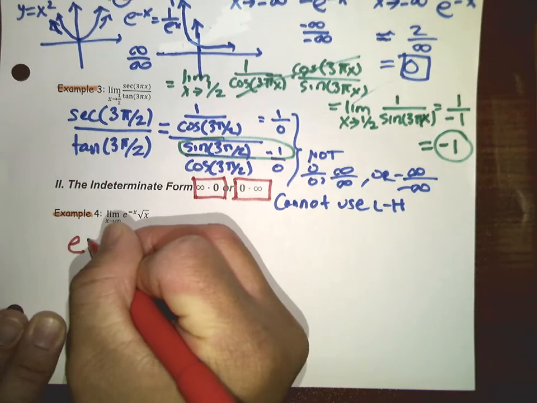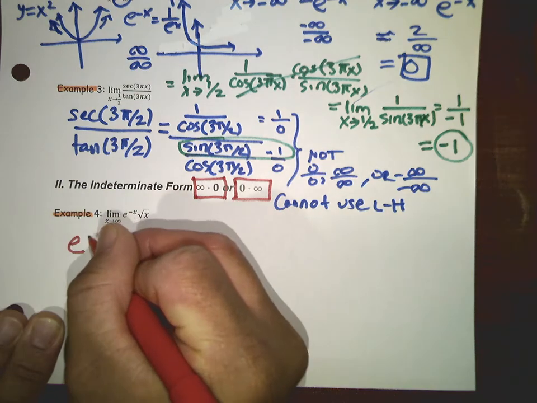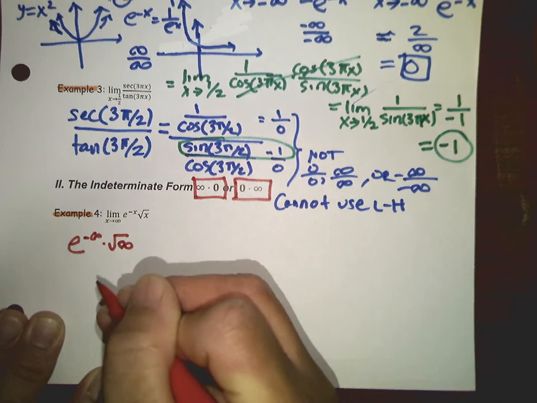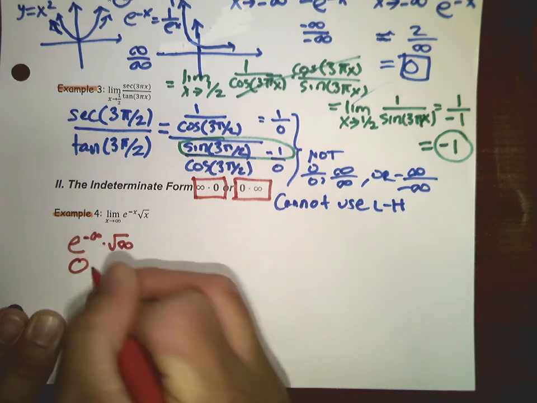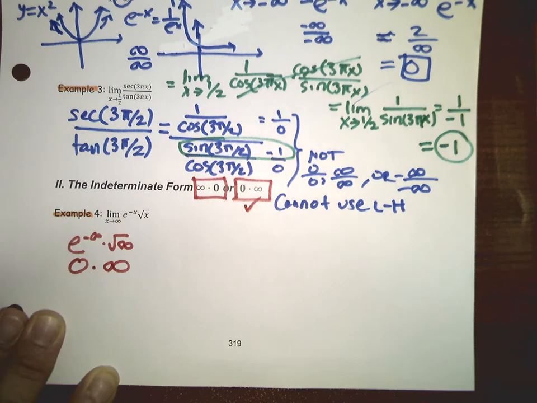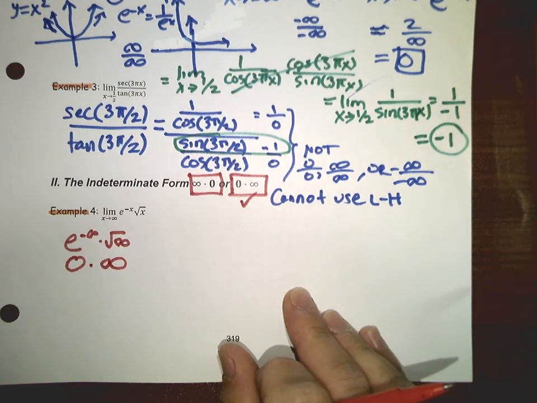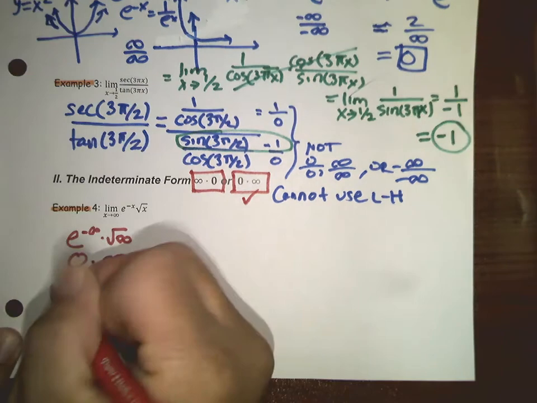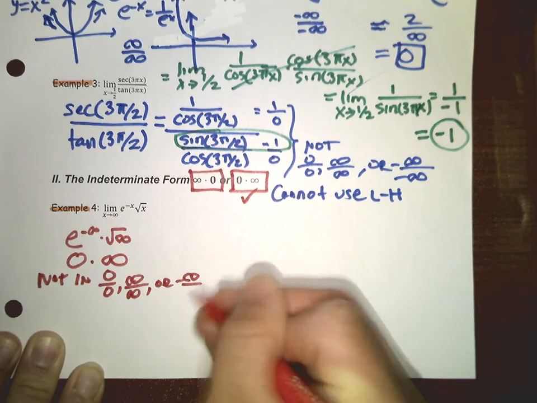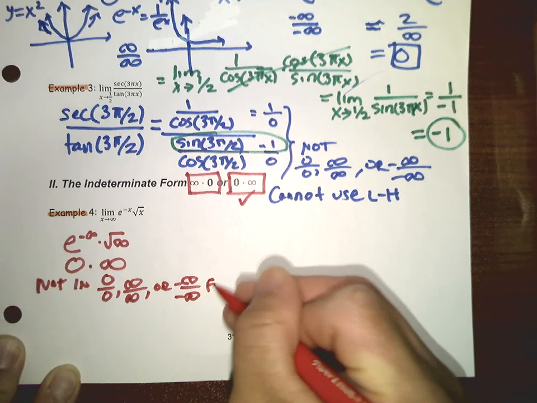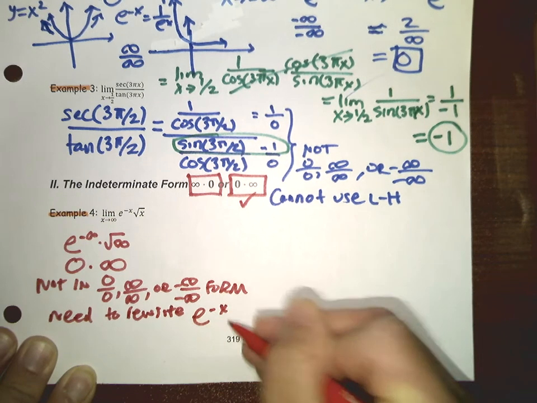If you think about it, it's e to the negative infinity times square root of infinity. If you think about it in those terms, then you have a 0 times infinity form. But you can only use L'Hopital's rule for 0 over 0, infinity over infinity, and negative infinity over negative infinity. Since this is not in one of those forms, we need to rewrite the e to the negative x times square root of x.